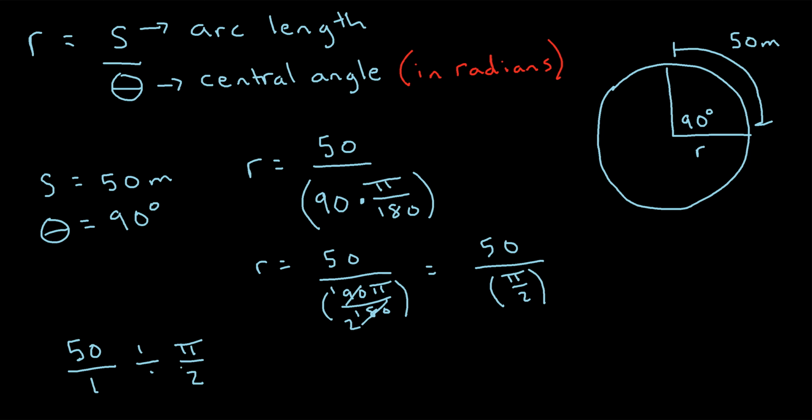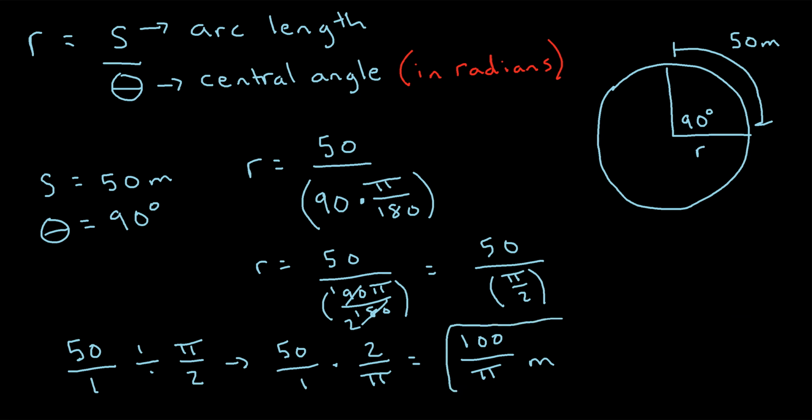And remember, when we divide fractions, that's the same as multiplying by the reciprocal. So we can actually write 50 over 1 times 2 over pi. So multiplying straight across, we get 100 over pi. And don't forget our units, we're working in meters in this example. So 100 over pi meters, that is the distance of the radius for this particular circle. And if we punch that into a calculator, we would get something like 31.8309 meters. So that's our radius.